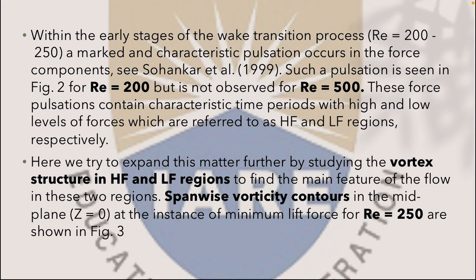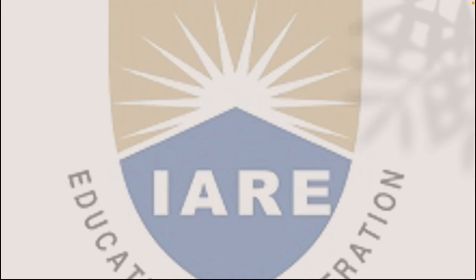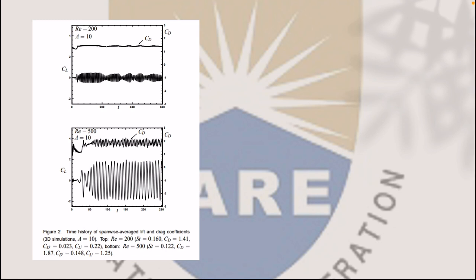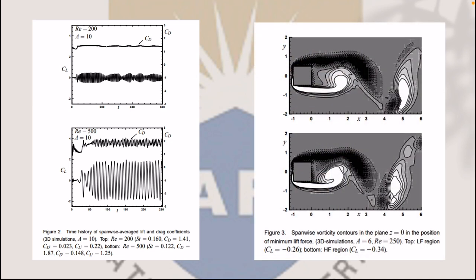To study the main features of the flow in these two regions, span-wise vorticity contours in the mid plane, at the instant of minimum lift force for Reynolds number 250, are shown in figure 3. Now let us observe figure 2, which describes the time history of span-wise averaged lift and drag coefficient, in which the x-axis is considered as coefficient of drag and the y-axis is considered as coefficient of lift. And next let us observe figure 3, which describes span-wise vorticity contours in the plane z equal to 0 at the position of minimum lift force.